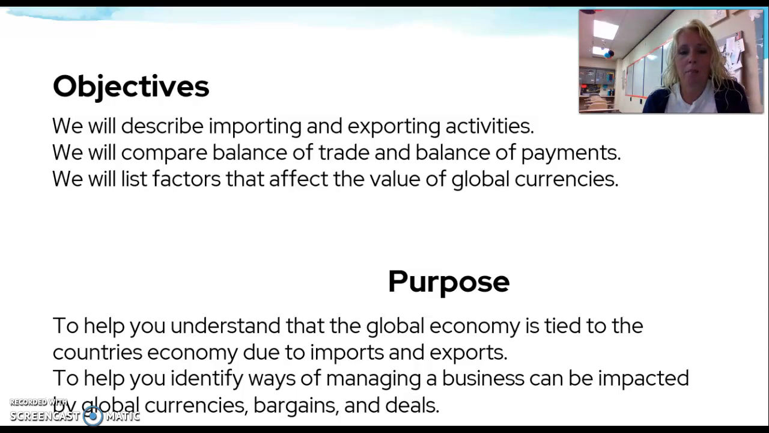Our purpose is to help you understand that the global economy is tied to the country's economy due to imports and exports, and to help you identify ways of managing business and how it can be impacted by global currencies, bargains, and deals.